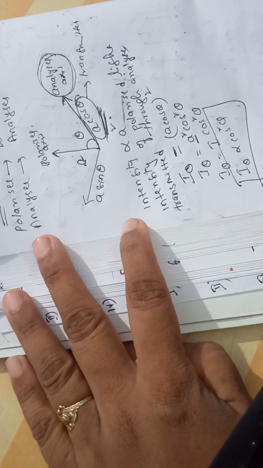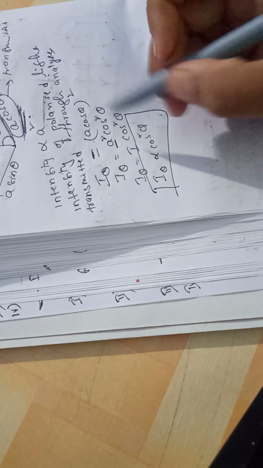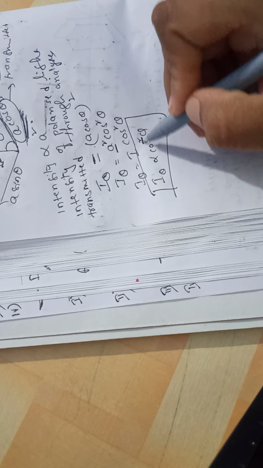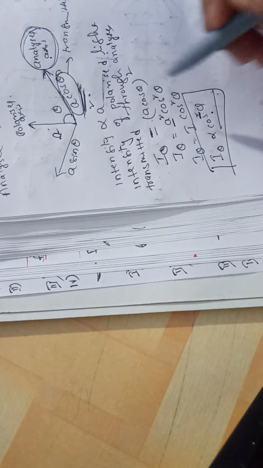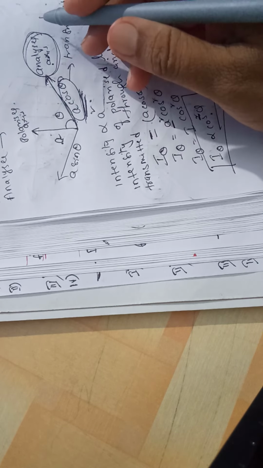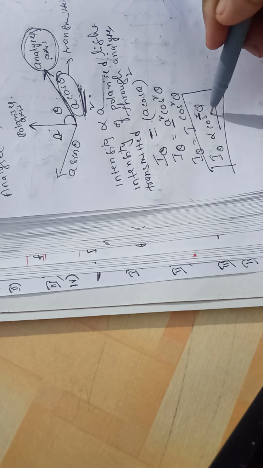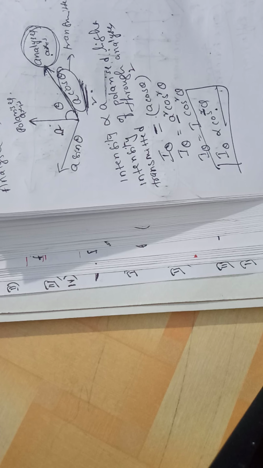So Malus law states that the intensity of polarized light transmitted through the analyzer is directly proportional to the square of the cosine of the angle between the polarizer axis and the analyzer axis. So this is about Malus law.